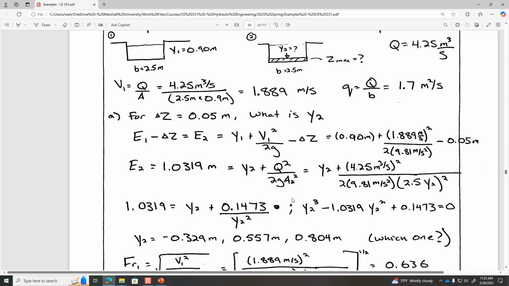And then do you just put in the coefficients? So like 1 and then minus 1.0319. And then 0, because there's no y1 term, and then 0.1473. And then you just press enter, and it solves the roots.